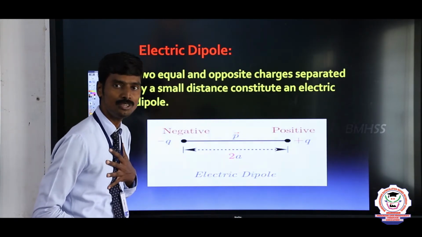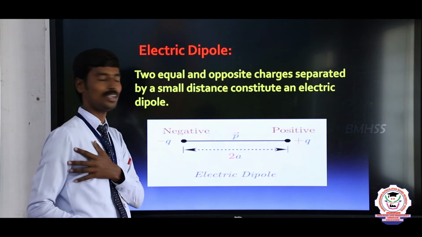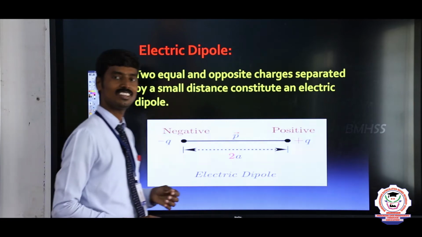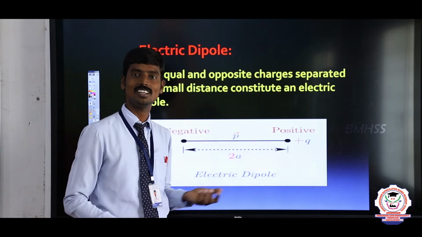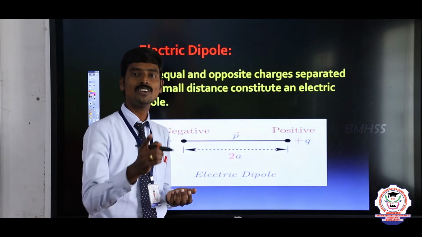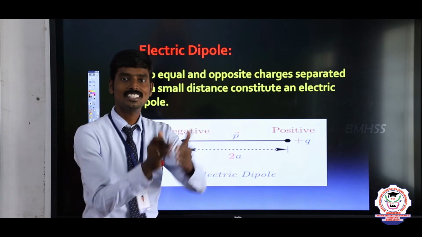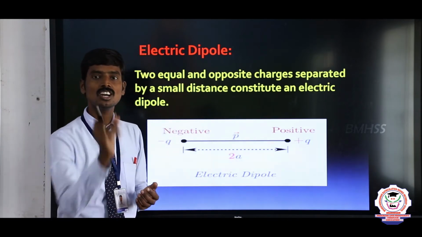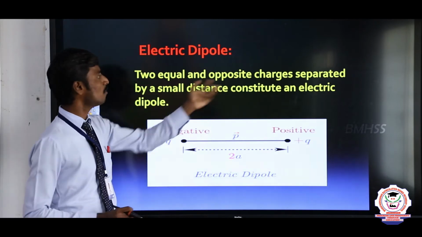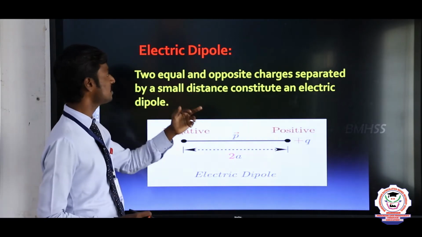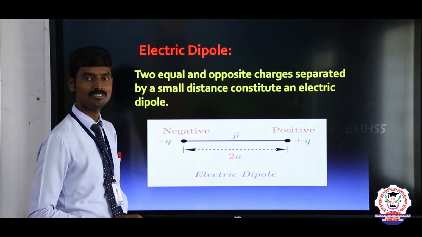Now I am going to introduce the interesting topic, electric dipole. So what is the meaning of electric dipole? Two equal and opposite charges separated by a small distance constitute an electric dipole. See here, two equal and opposite charges separated by a small distance constitute an electric dipole.